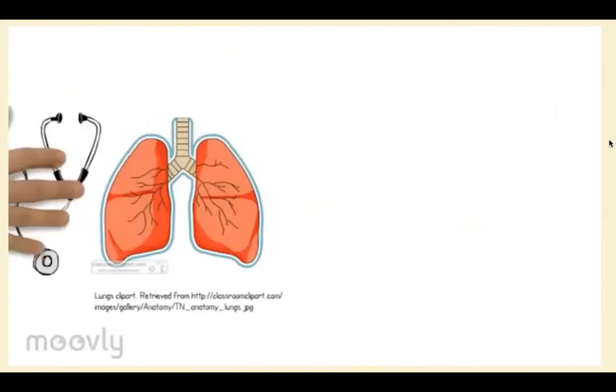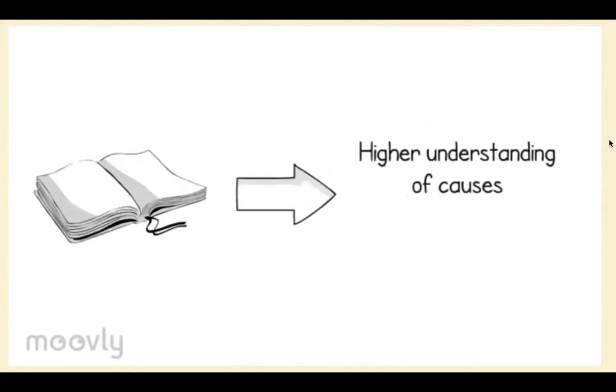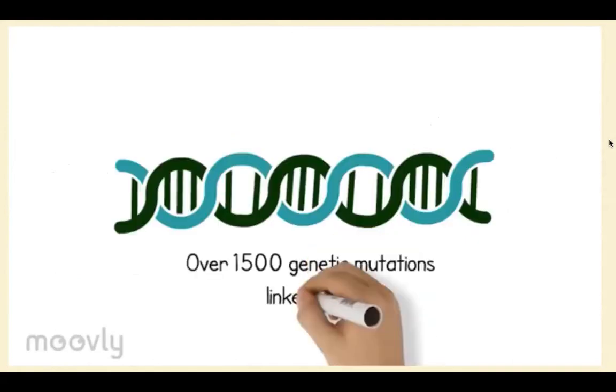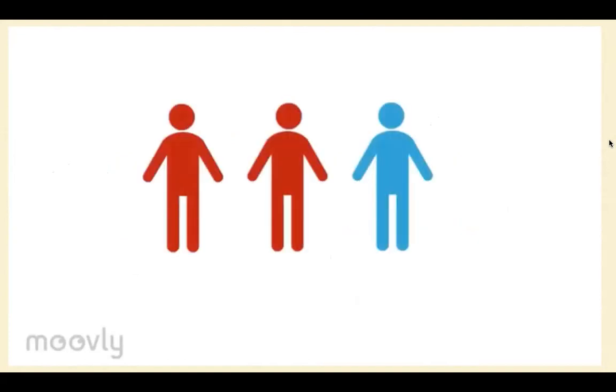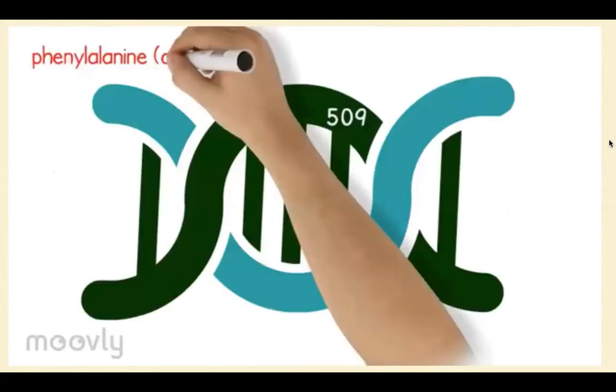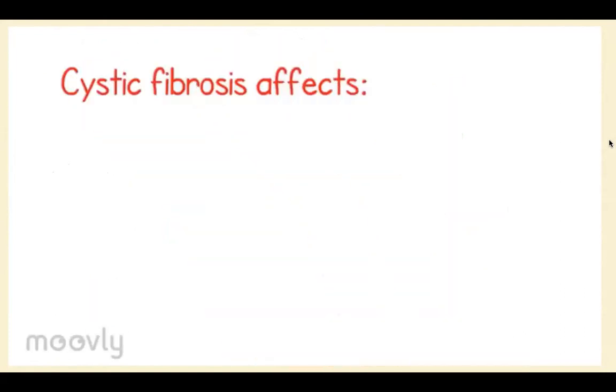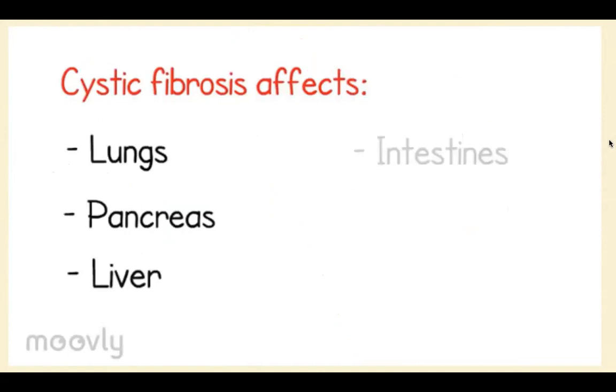Now that we know more about the disease itself, let's talk about what organs are affected and the various treatment options available. Recent studies have shown a higher understanding of the underlying causes of cystic fibrosis at a genetic level. More than 1,500 genetic mutations have been linked to the onset of this disease. However, the most relevant mutation, found in 66% of affected patients, is the deletion of the phenylalanine in position 508 on the CFTR gene. This inherited disease mainly affects the lungs, pancreas, liver, intestine, and sinuses.